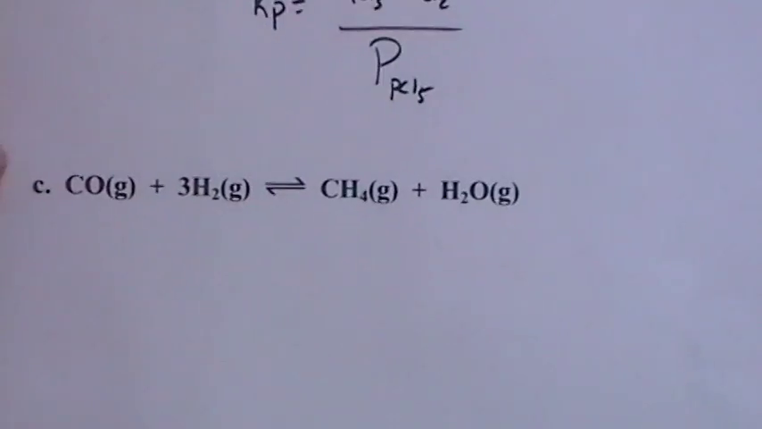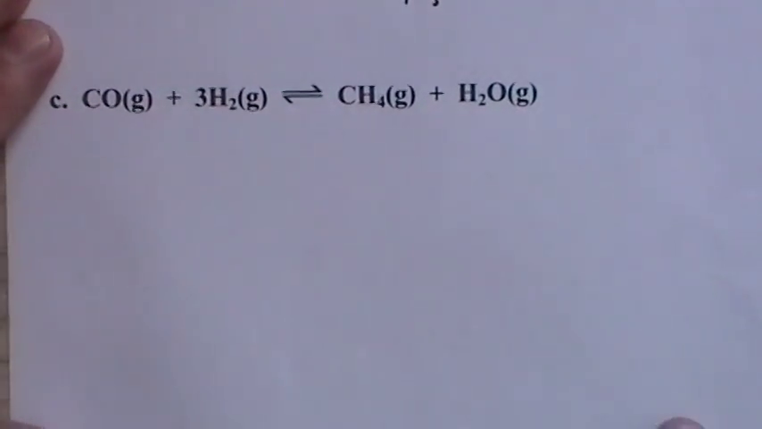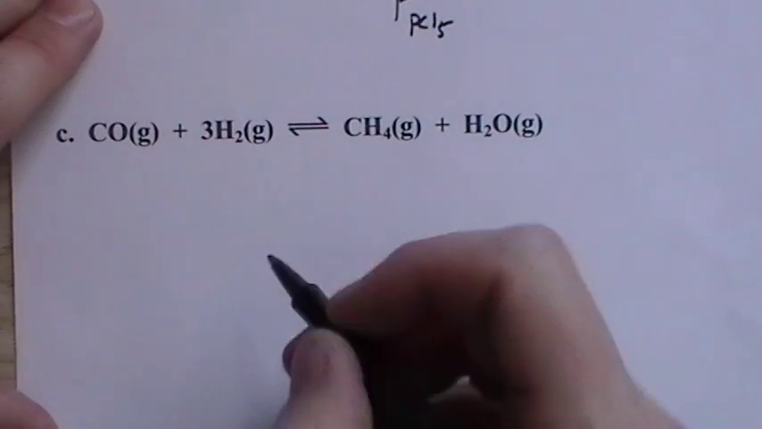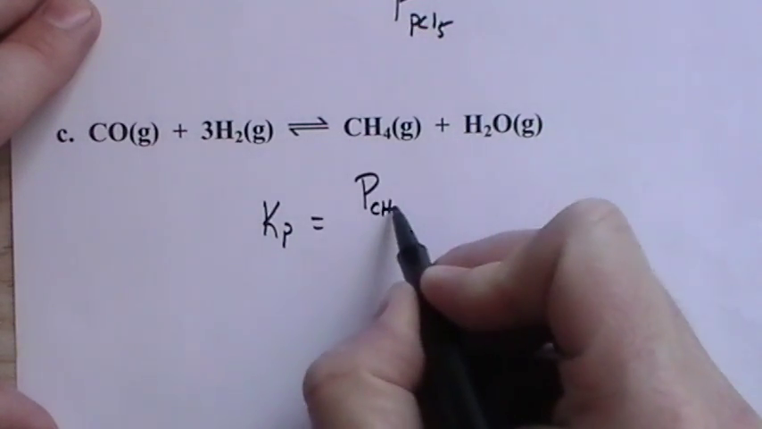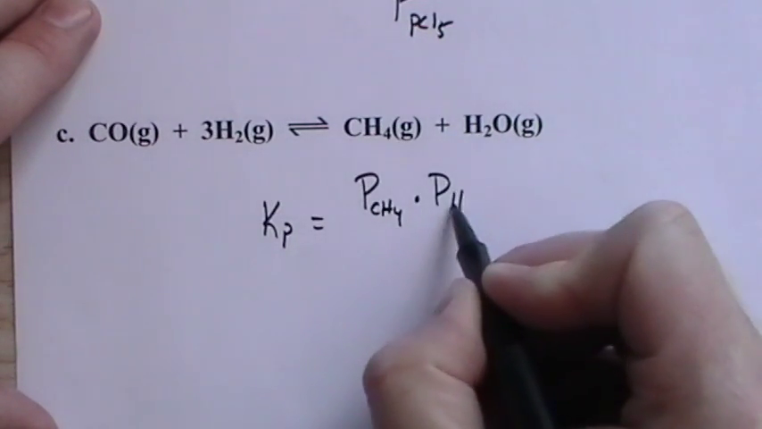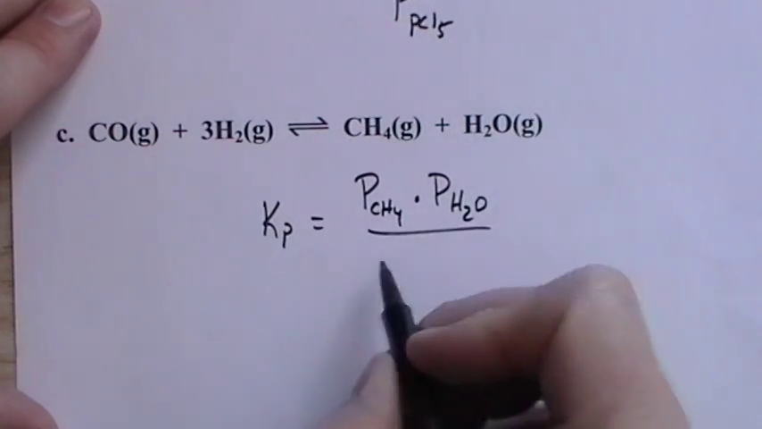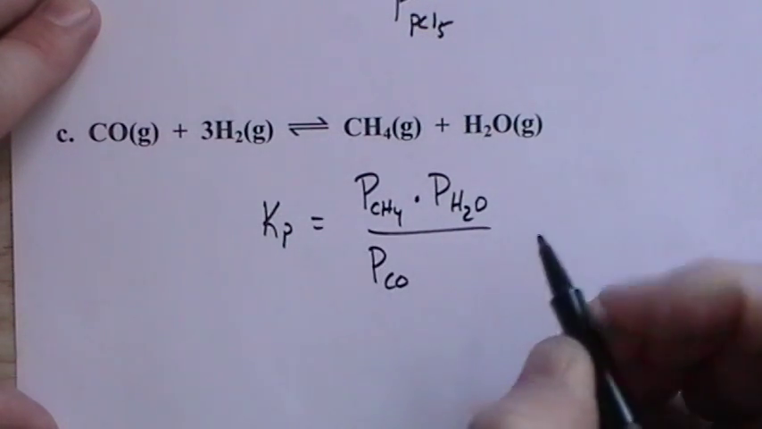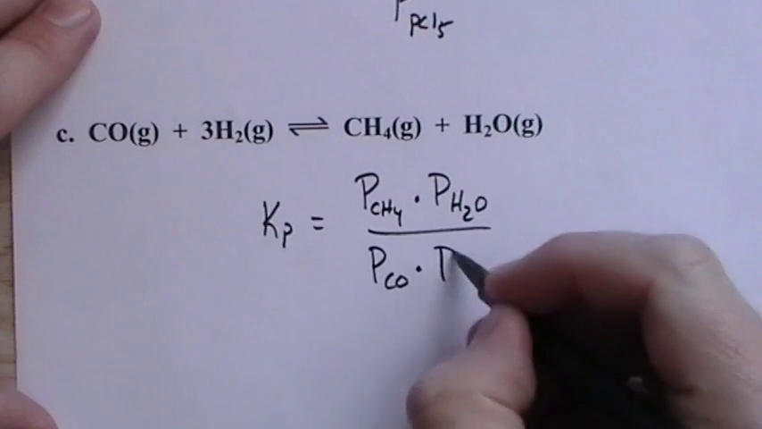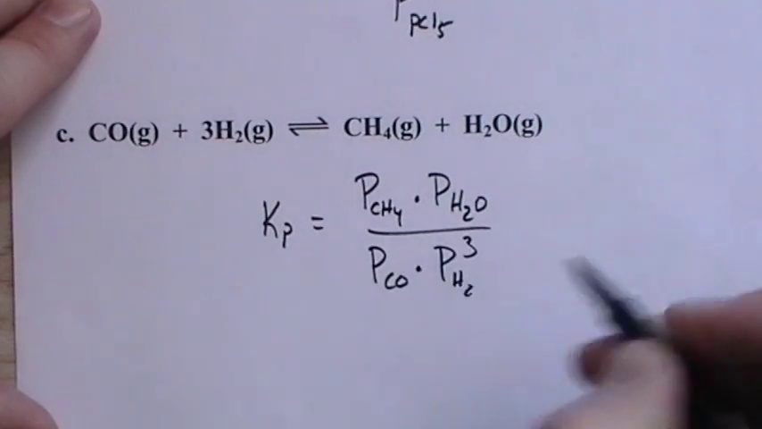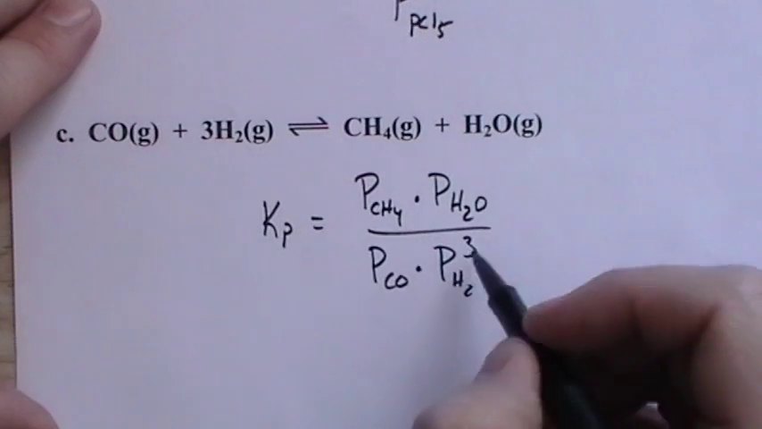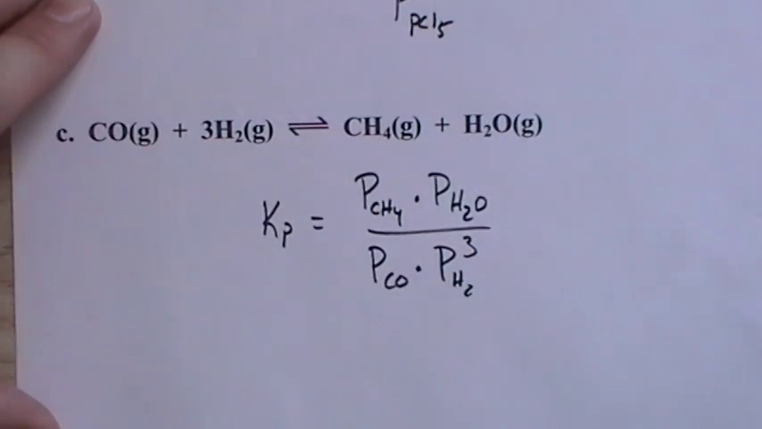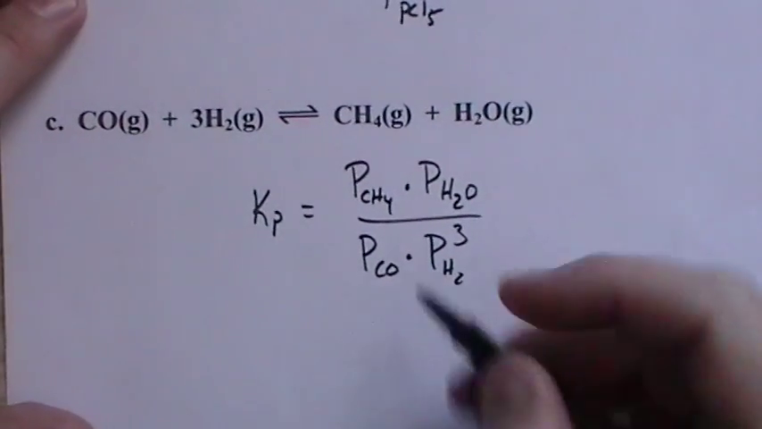So just remember, when you're dealing with a Kp, it's partial pressures. You don't use square brackets, you use the capital P for pressure. Kp for this expression is the partial pressure of methane times the partial pressure of water vapor over the partial pressure of CO times the partial pressure of hydrogen cubed. You're still raising to the powers, so this is a coefficient here, so we're raising the partial pressure of hydrogen to the third power. You don't have to put the dot in there.